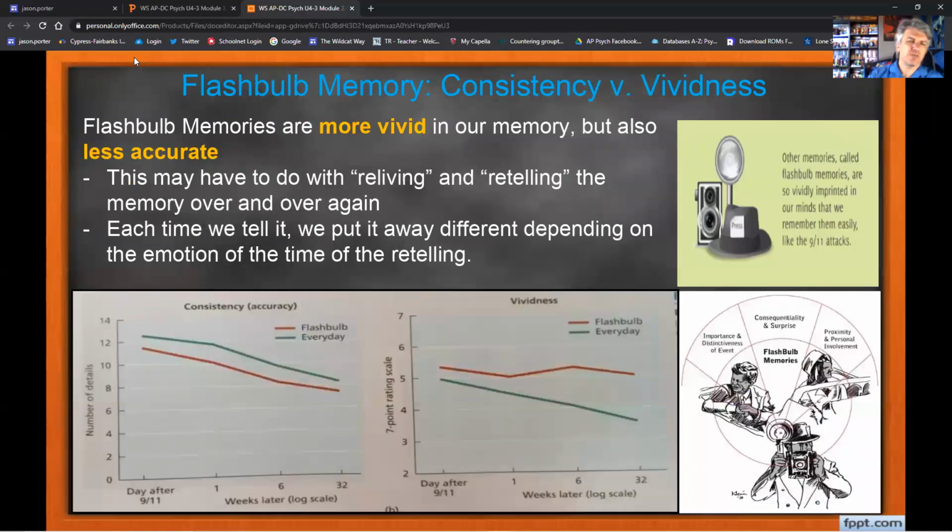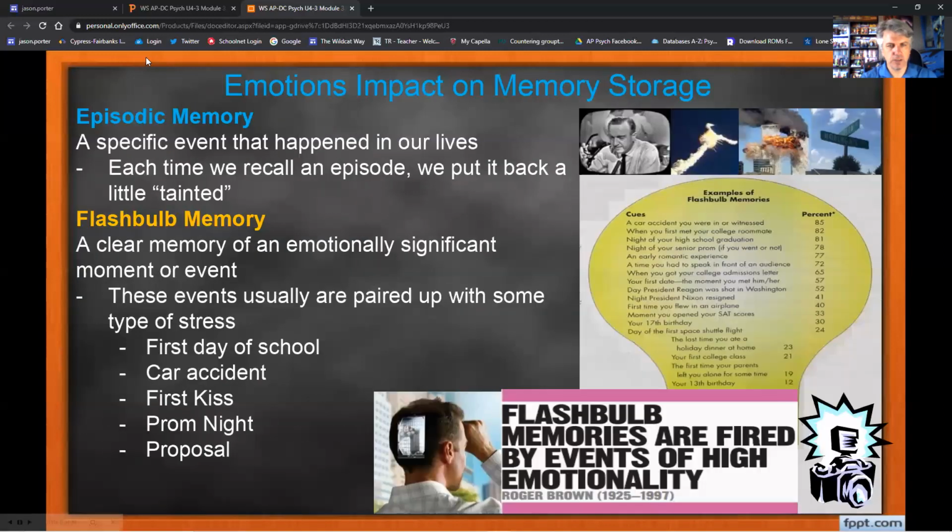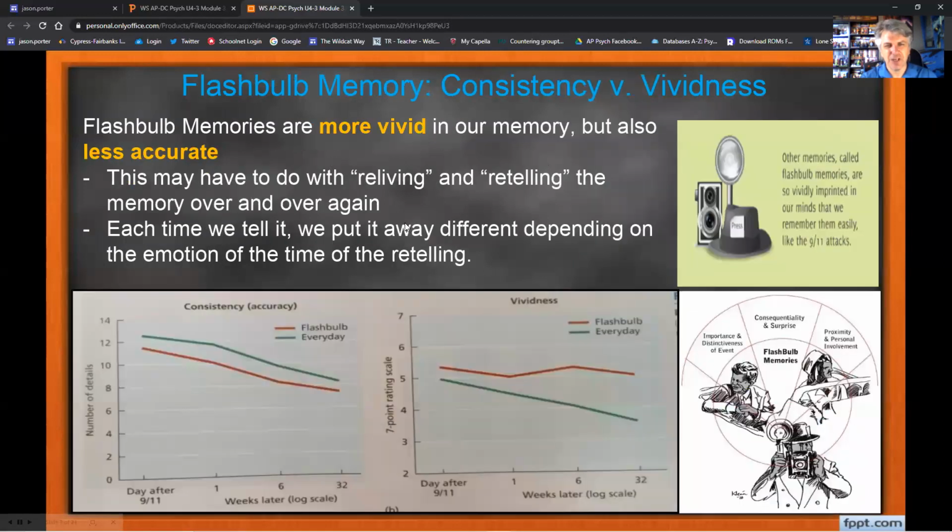So what they've discovered is that when it comes to the vividness of memories, if you take a look at the bottom, there we go. If you look at the vividness of a memory, flashbulb memories tend to be very, very vivid for a long time afterwards, as opposed to an everyday memory. But the accuracy of a flashbulb memory, just like a regular memory, tends to decrease over the years. Because again, each time I go back to it, I change it a little bit.